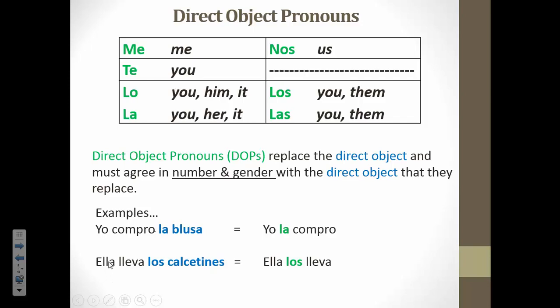Look at the next sentence. Ella lleva los calcetines. She wears the socks. We want to say she wears them. So what we've done is we've looked up here, we found that them is either los or las. And we're using los because los calcetines is masculine, and obviously this is also plural. So the best answer would be ella los lleva. She wears them.